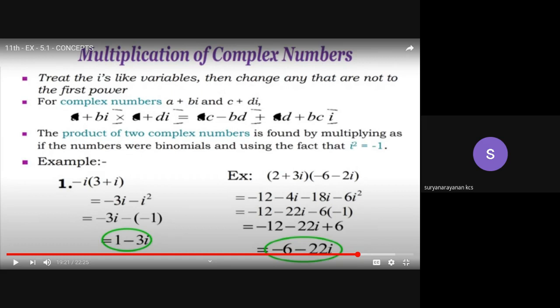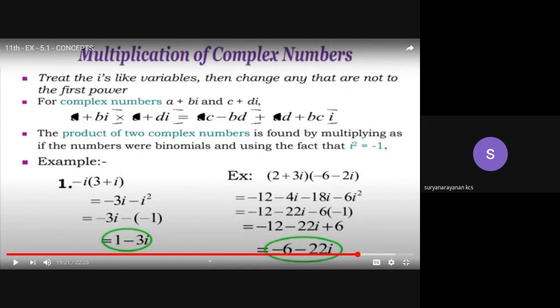See example 1, minus i into 3 plus i. Two terms are there within the brackets. Outside the brackets, minus i is there. So we multiply the two terms within the brackets by minus i. So minus i into 3, what will you get here? Minus 3i. Plus minus i into i, minus i square. Okay, my children.